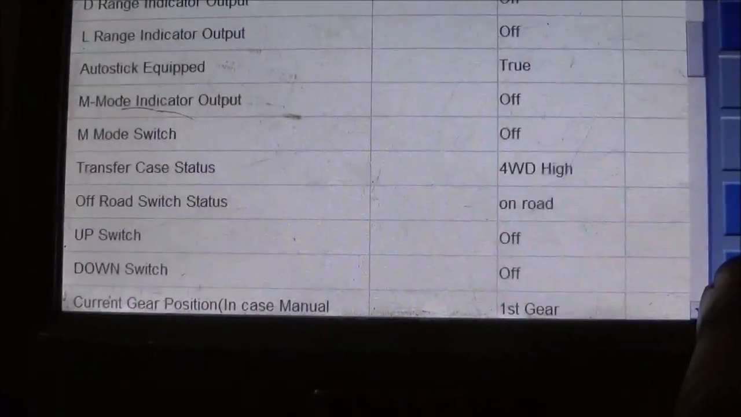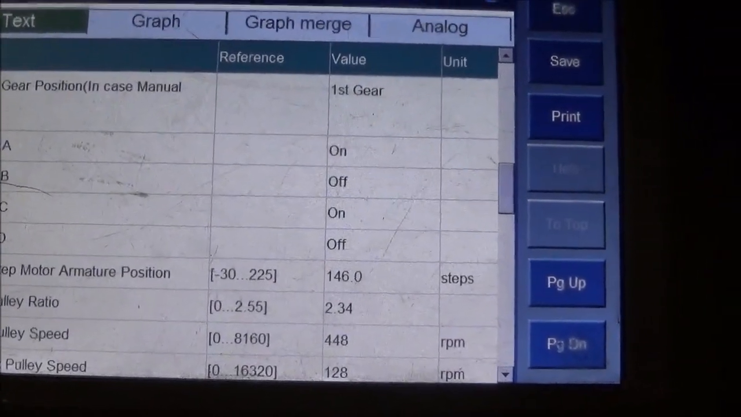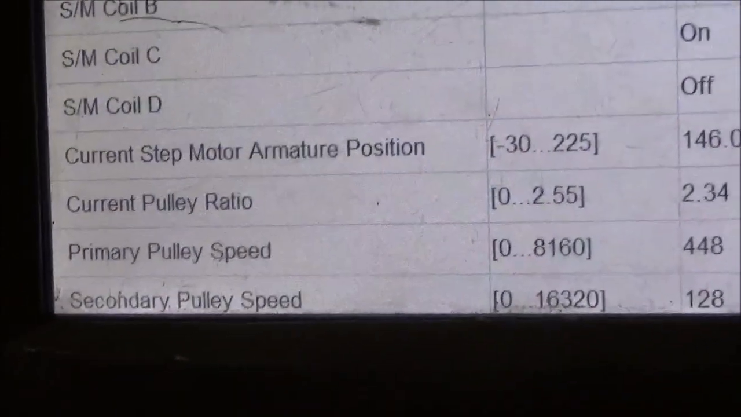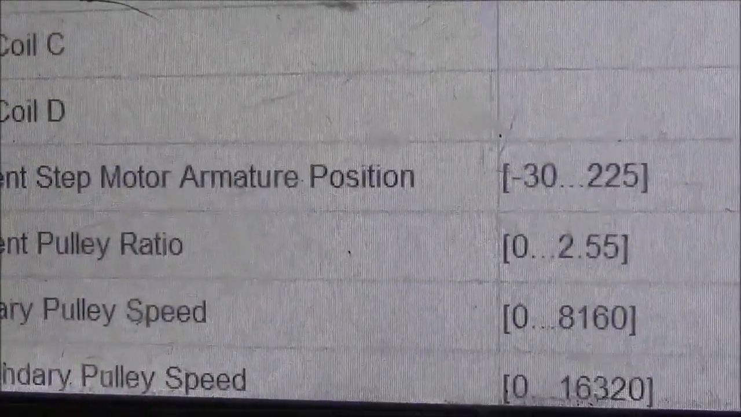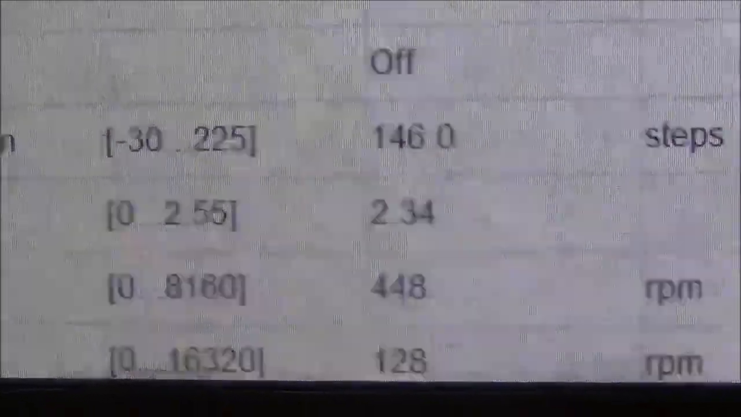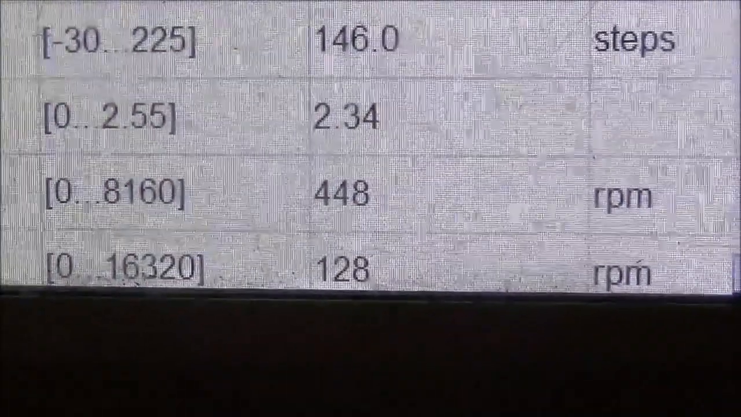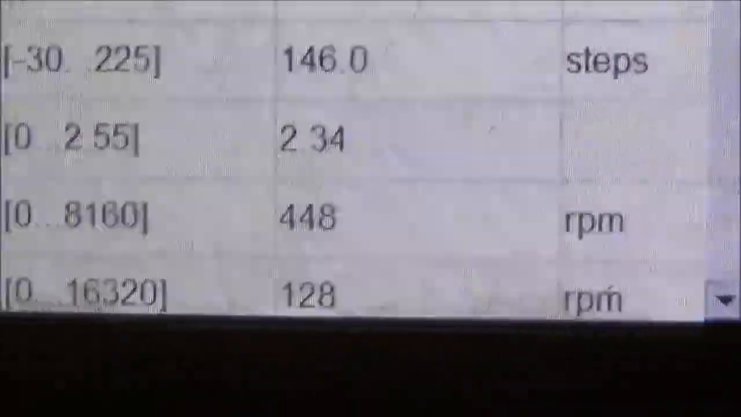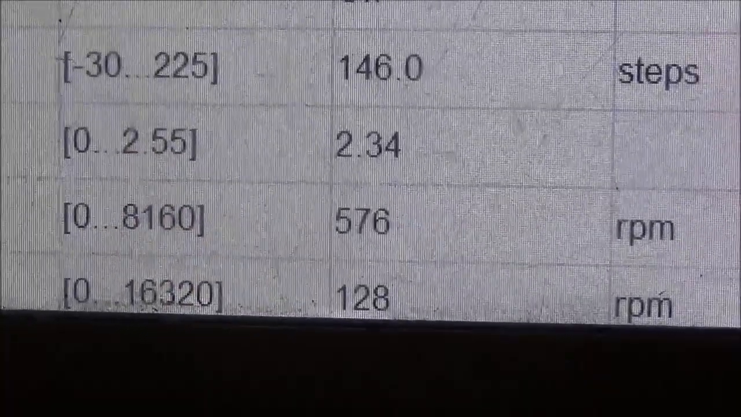So let's see. I want to go to the primary pulley. Okay, let's see what we can see. Right now I'm in park and the current pulley ratio is 0.34. The primary pulley speed says 4,000 RPM. I'm in drive. Now I just pressed on the gas. Let me raise the motor.